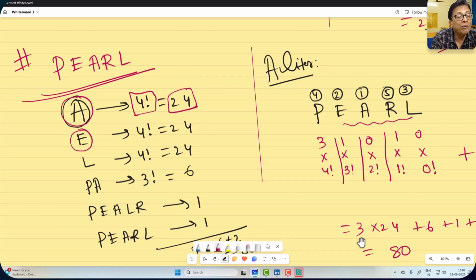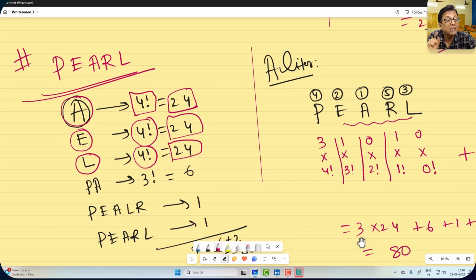With E, how many will be there? 4 letters, their arrangement again can be done in 4 factorial, 24 ways. Starting with L, how many? Again 4. So their arrangement will be factorial 4 or 24. Then it is the turn of P. After L, alphabetically P will be there.